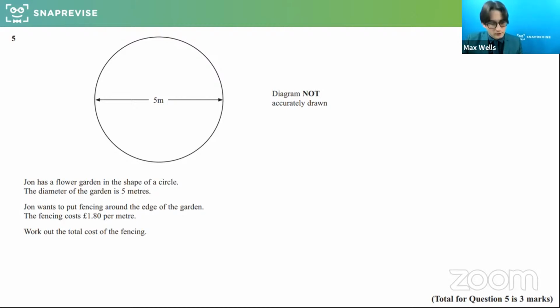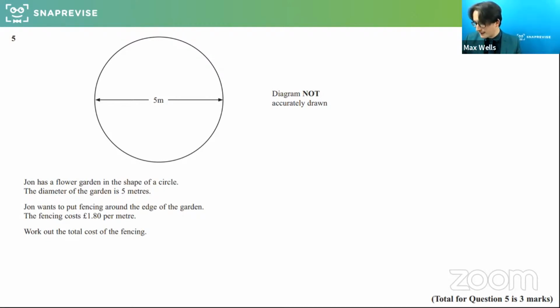Here we go. So John has a flower garden in the shape of a circle. The diameter, as we can see, is 5 meters. John wants to put fencing around the edge. So that should be kind of screaming out to us. This has got something to do with perimeter because it's round the edge. And then it says the fencing costs £1.80 per meter. So that's how much it's going to cost for every meter around the edge.